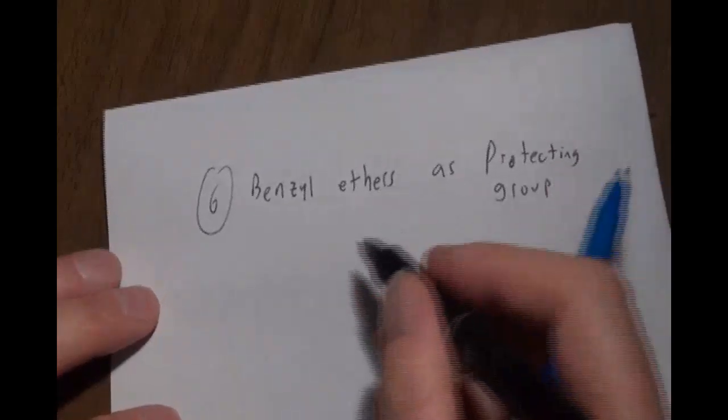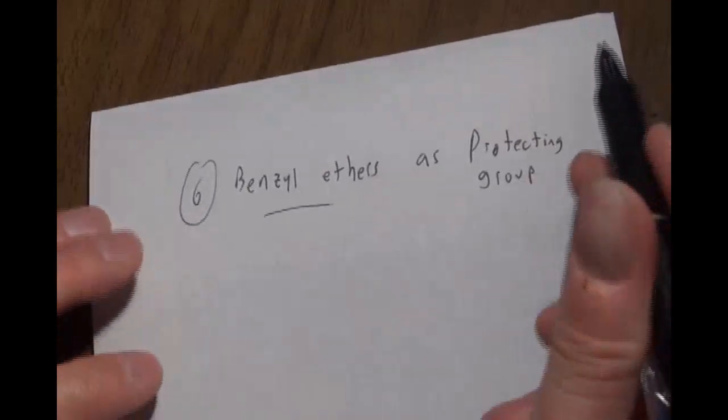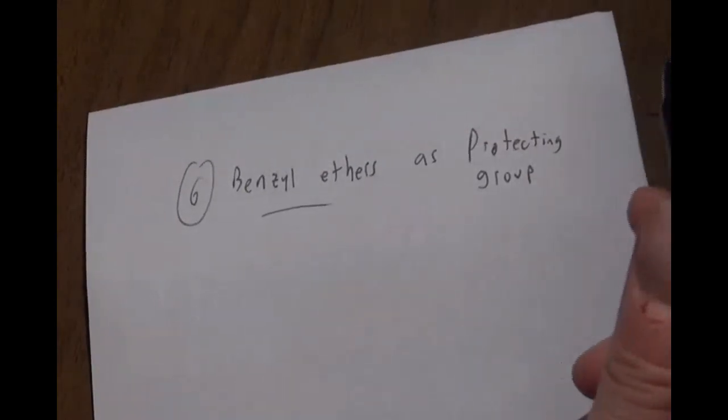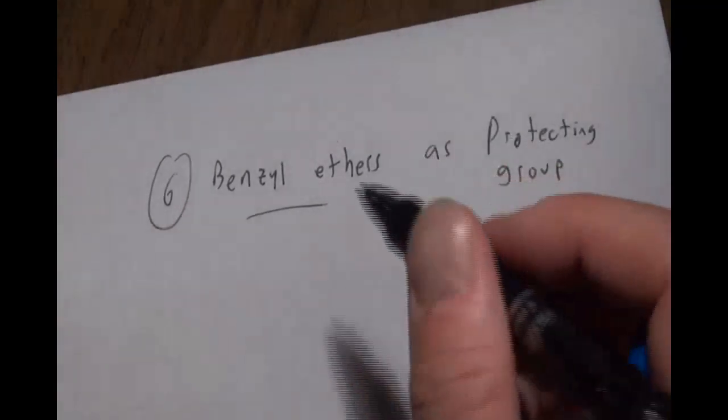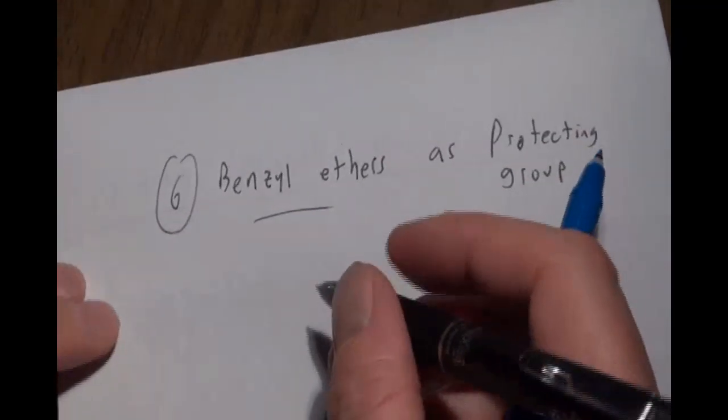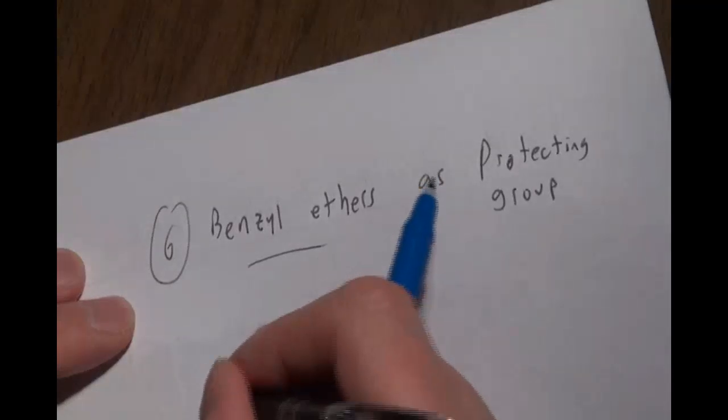Because we can put on benzyl ethers and we can take them off. That's the whole point of a protecting group, a temporary masking of a functional group. So let's think about how we might do this synthesis.